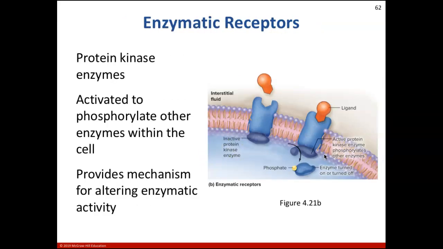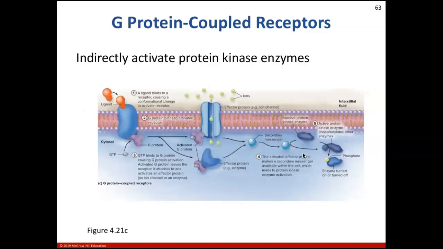Now let's look at enzymatic receptors. This would be like our protein kinase enzymes, and they have a ligand that will attach to them, and it'll become activated to phosphorylate other enzymes within a cell. So you could see that taking place over here. It really helps to provide a mechanism for altering enzymatic activity. And we're going to see this within our endocrine system.